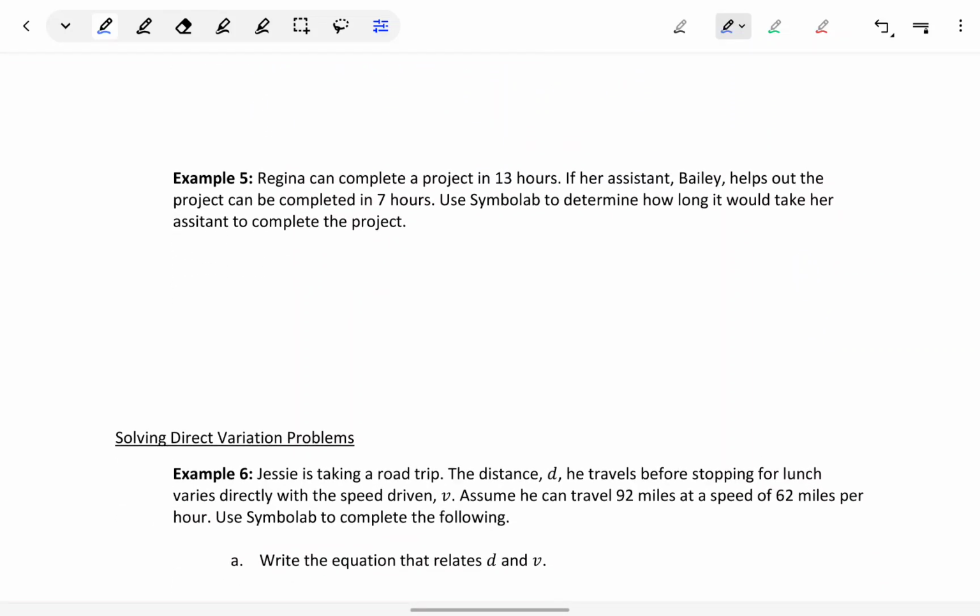In example 5, we have a similar problem, but we're going to be given slightly different information. We're told that Regina can complete a project in 13 hours. So that tells us that we have a proportion of 1 over 13, one project per 13 hours. If her assistant Bailey helps, the project can be completed in 7 hours. In that statement, that's those two people working together. So this would be one project per 7 hours.